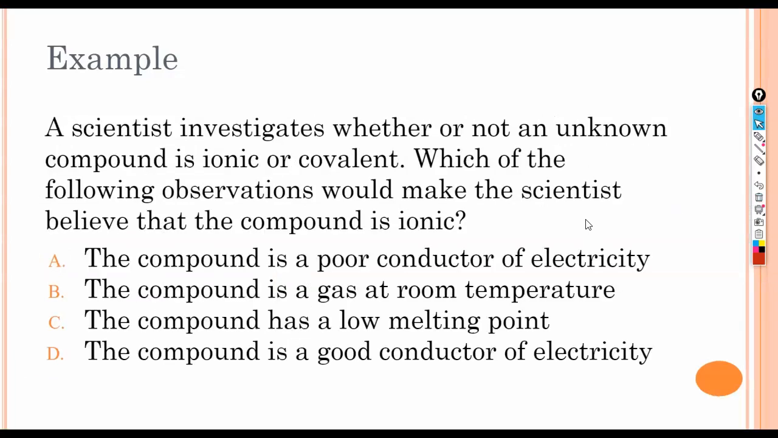All right. And then I think we have one more question and then a quick video. A scientist investigates whether or not an unknown compound is ionic or covalent. Which of the following observations would make the scientist believe that the compound is ionic? So try to answer that question on your own.